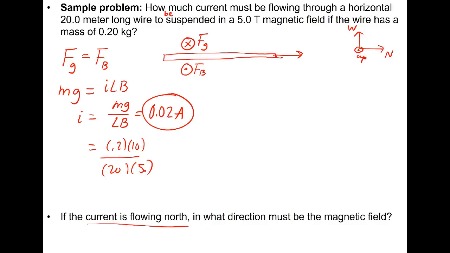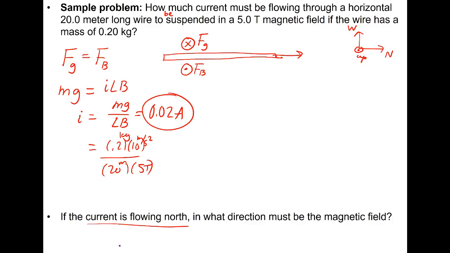And I'm being really bad with units, but I guess that would be 0.2 kilograms, 10 meters per second squared, 20 meters, and 5 Teslas. And if you're not in base SI units, you've got to convert, otherwise you're not going to get a correct answer. So then it says, if the current is flowing north, what direction must the magnetic field be?